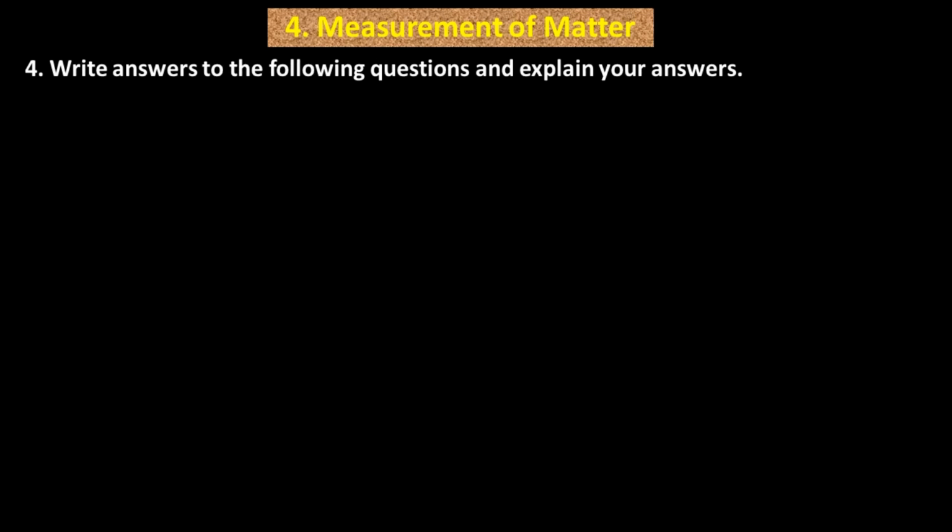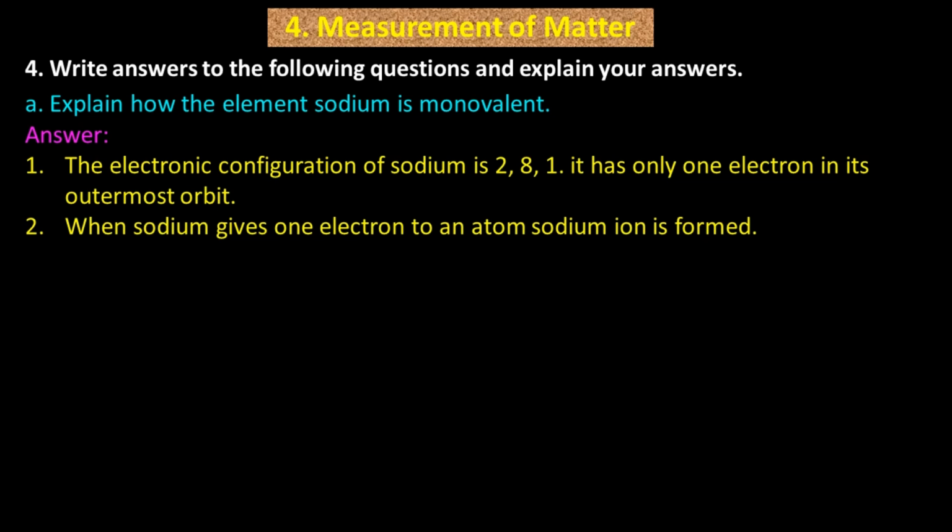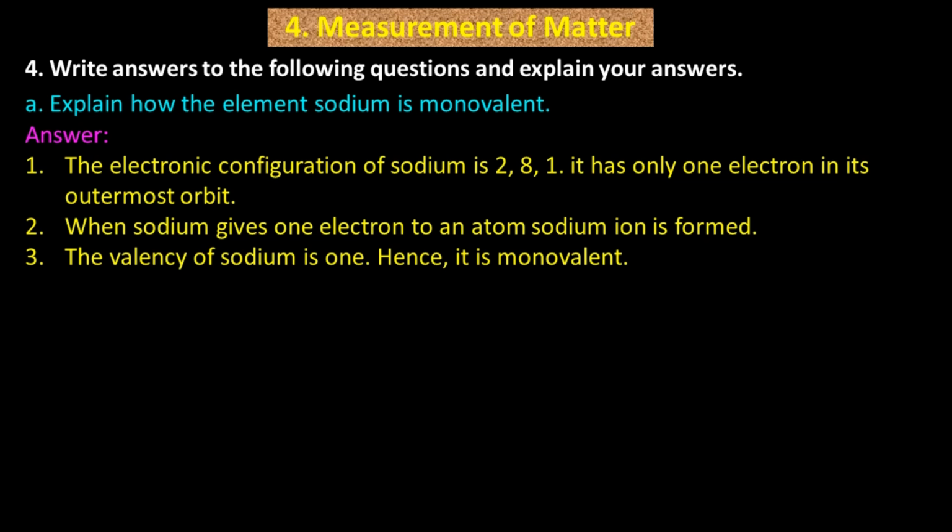Question number 4. Write the answers to the following questions and explain your answers. A. Explain how the element sodium is monovalent. Answer. 1. The electron configuration of sodium is 2, 8, 1. It has only one electron in its outermost orbit. 2. When sodium gives one electron to an atom, sodium ion is formed. 3. Valency of sodium is 1, hence it is monovalent.